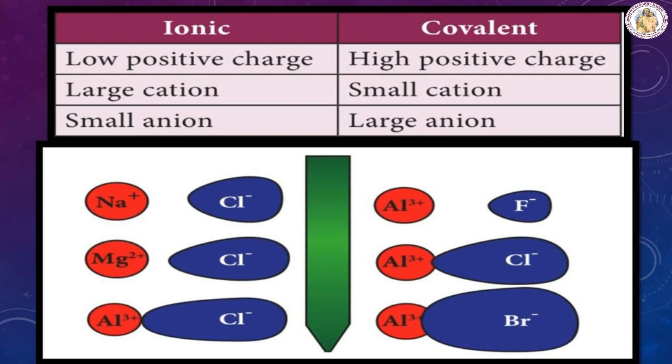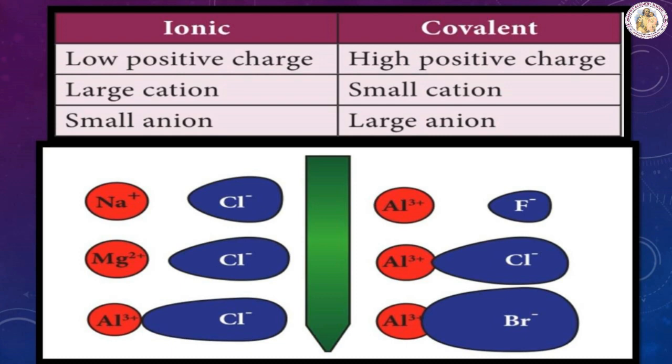The following picture depicts the relative charge separation of ionic compounds, that is sodium Na+, magnesium Mg2+, aluminium Al3+. It is lower positive charge. So the ionic has these conditions: 1. Low positive charge, larger cation, small anion.